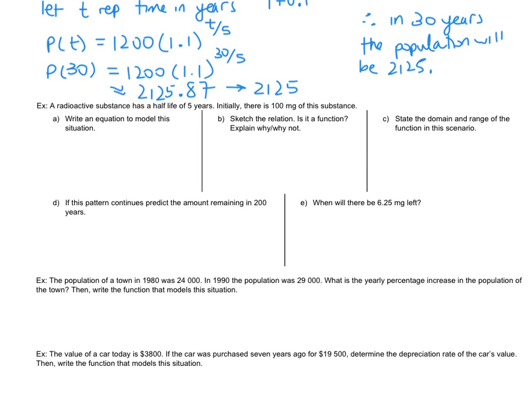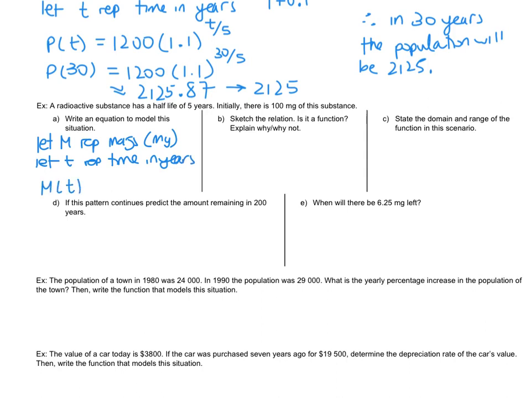Okay, let's try a half-life example. A radioactive substance has a half-life of 5 years. Initially, there is 100 milligrams of this substance. Write an equation to model the situation. So, of course, we're going to start with our let statements. We are dealing with mass and years. So, let M represent mass, and our mass is in milligrams. And let T represent time in years.